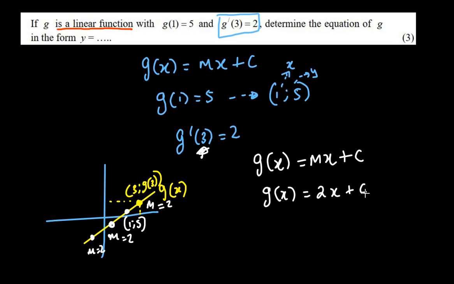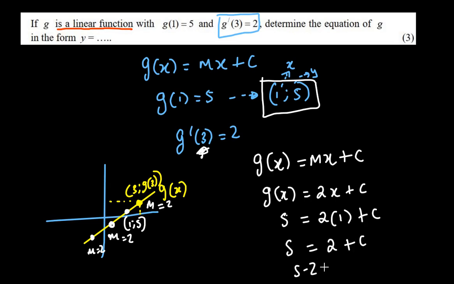How do we get c? All the time, even if you have to sing this, to get c, we are going to substitute a point. This is our point here that we have, x and y. So where I see x, I'm going to put 1, and where I see y, I'm going to put 5. Remember, g of x stands for y. Then I'm going to have 5 is equal to 2 plus c, which is 5 minus 2 will be equal to c. Therefore our c will be 3.